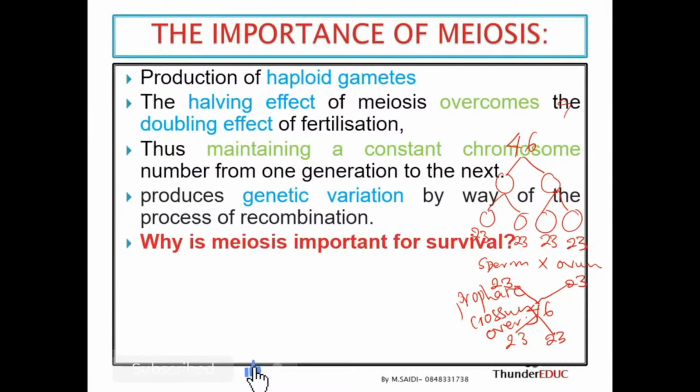Why is meiosis important for survival? Do we need meiosis for survival, or do organisms which don't undergo meiosis survive? We need meiosis so that we can create differences.